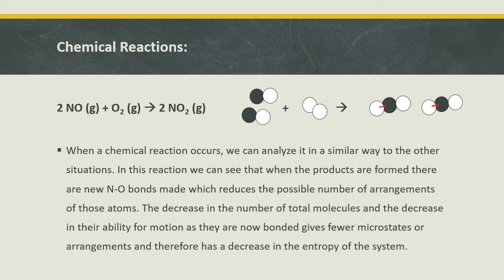The decrease in the number of total molecules, so we went from 3 total molecules in the reactants to 2 in the products, and the decrease in their ability for motion because they're now bonded, gives fewer microstates or arrangements, so they don't have as many places they can arrange themselves. Therefore, they have a decrease in entropy of our system. So that's one thing we can analyze, is how many chemicals we're starting with, how they're bonding, and that can help us look at the increase or decrease in the entropy.